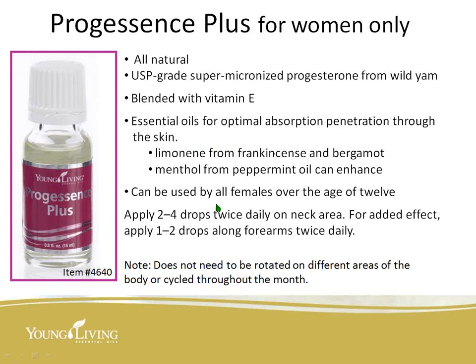You apply 2 to 4 drops twice daily on the neck area, and for added effect, apply 1 to 2 drops along the forearms twice daily. It does not need to be rotated on different areas of the body or cycled throughout the month. Progesterone creams extracted from wild yam, in the past, we were told to rub it on the soft tissue for 21 days, and then stay off it for 7 days. That's not the case with Progessence Plus. So Progessence Plus is very, very effective for combating osteoporosis, and that's why we've included it today in this presentation.